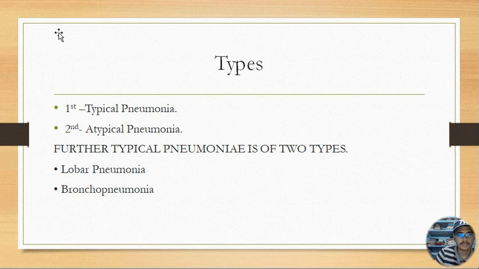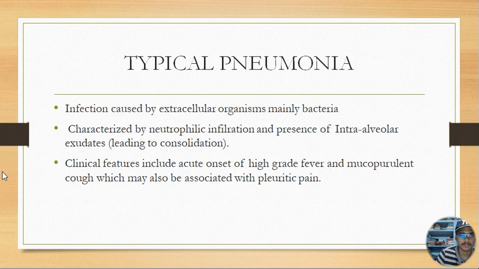Now we will see the other categorization of pneumonia into two types. This is typical pneumonia, and second is atypical pneumonia. Further, typical pneumonia is of two types, lobar pneumonia and bronchopneumonia. We will study each of them one by one. First, let's start with typical pneumonia.